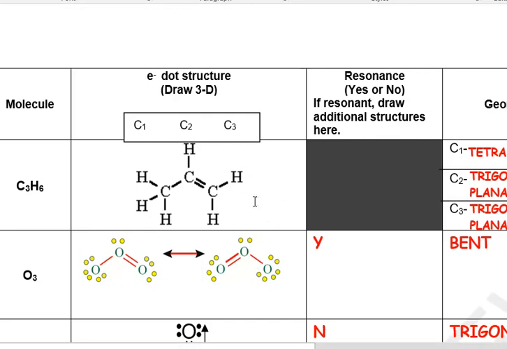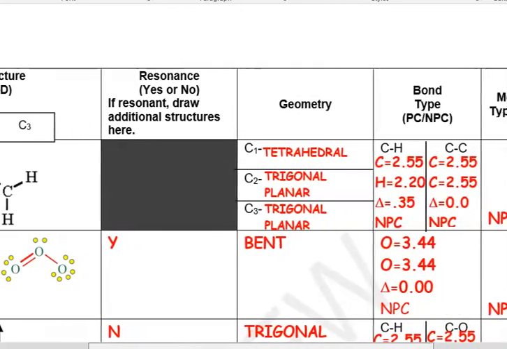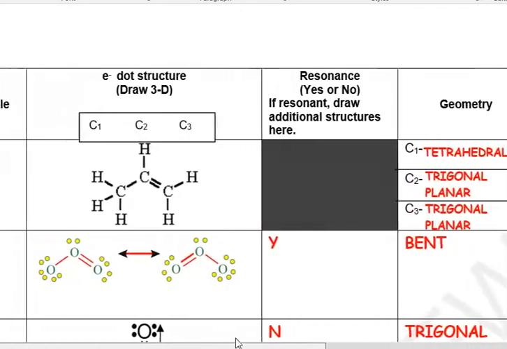So if you have the flip of this one, and you have the double bond here, then your answers would be trigonal planar, and then the last one would be tetrahedral. Nonpolar covalent, so it's a nonpolar molecule, dispersion for intermolecular forces.